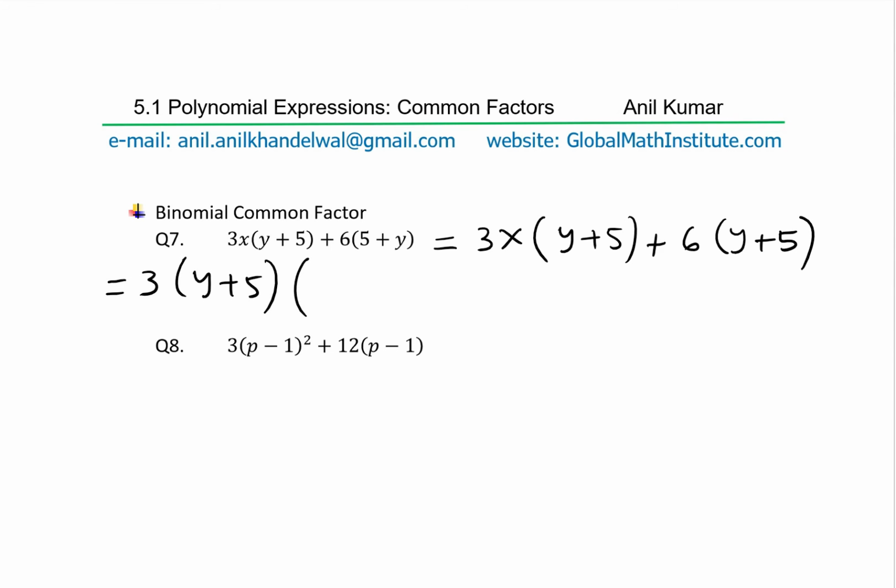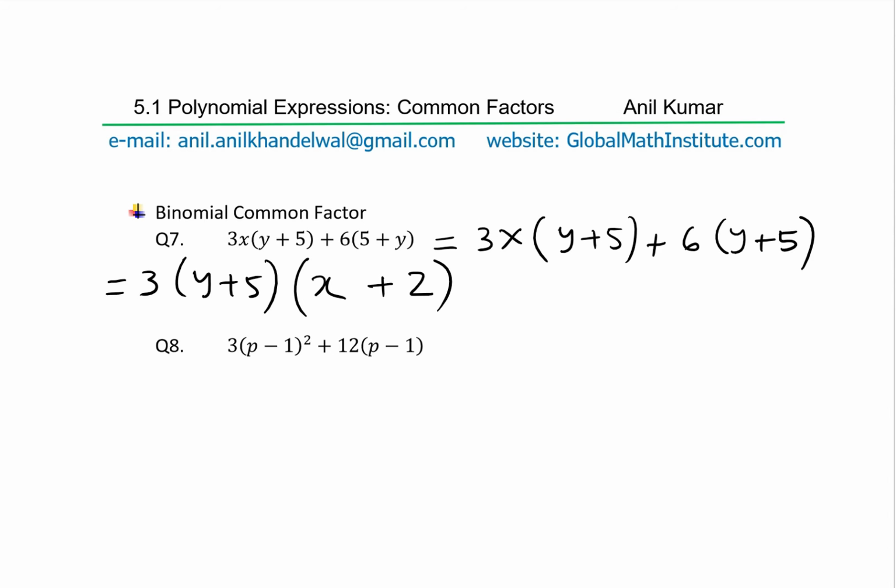When you take that common factor out and divide the first term, we are left with x, and in the second term we are left with 6 divided by 3, which is 2. So that becomes the solution. Does it make sense to you? So that is how we are going to get the binomial factors.